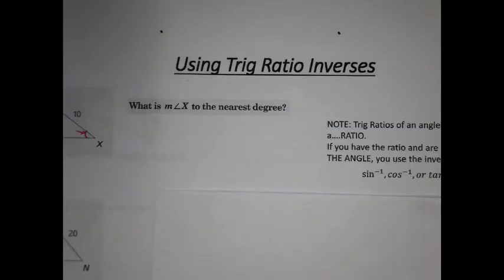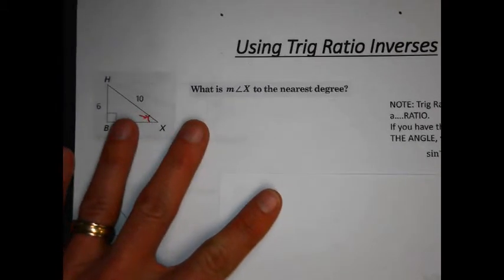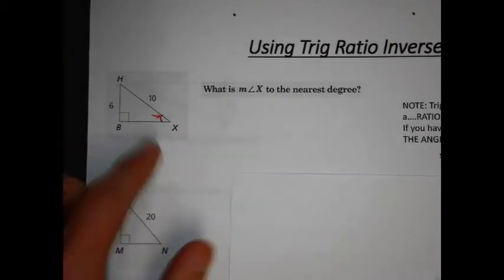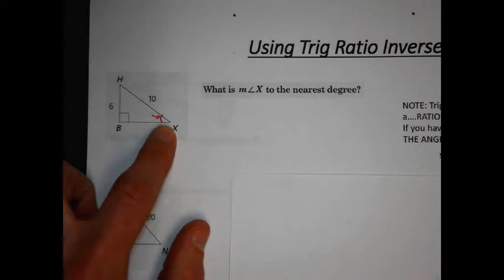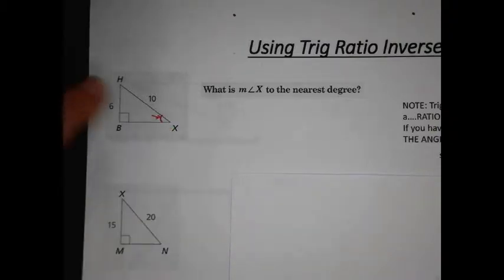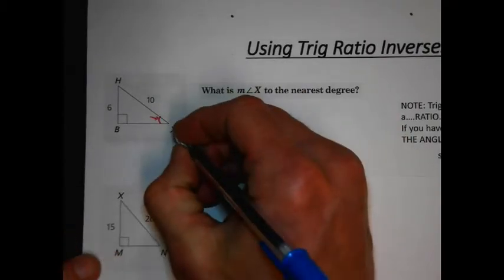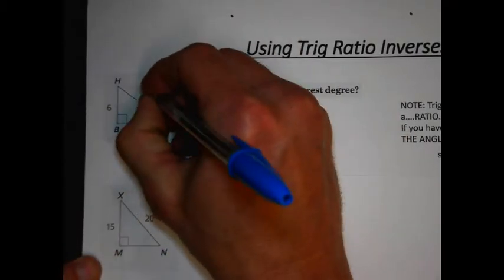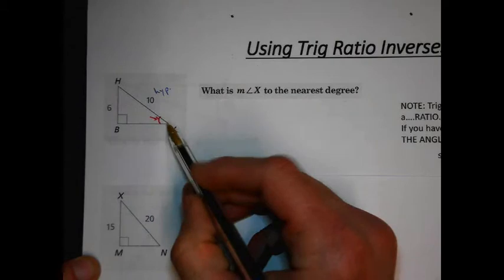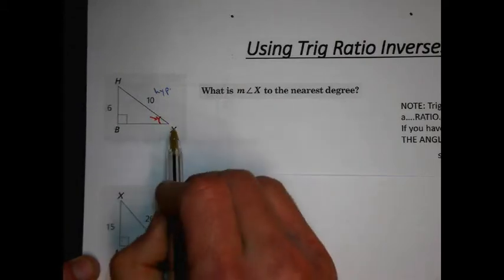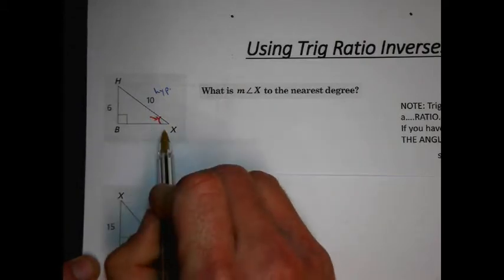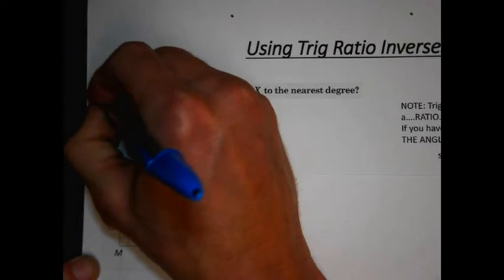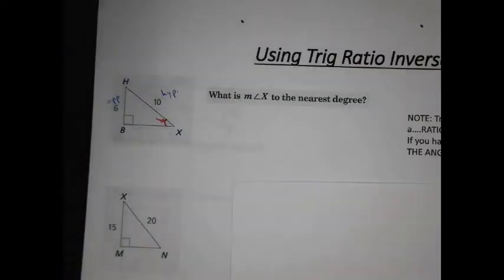So back to this question. Here we have our diagram. We're looking for the angle here, and we have our given sides, 6 and 10. Now, what are those sides in relation to the angle? Hopefully you see that 10 is the hypotenuse, and that 6 is opposite the angle in question. So we're looking at the opposite and the hypotenuse.